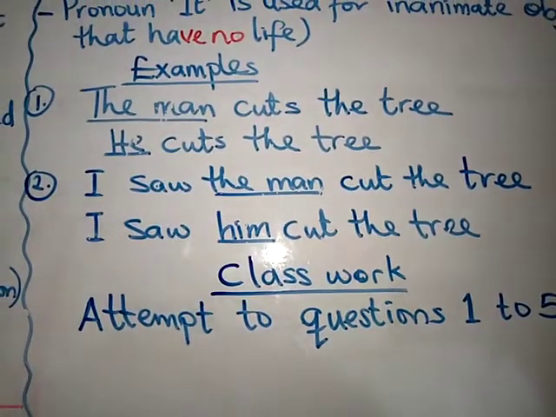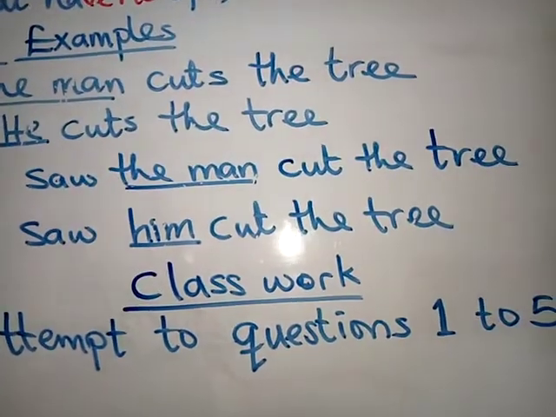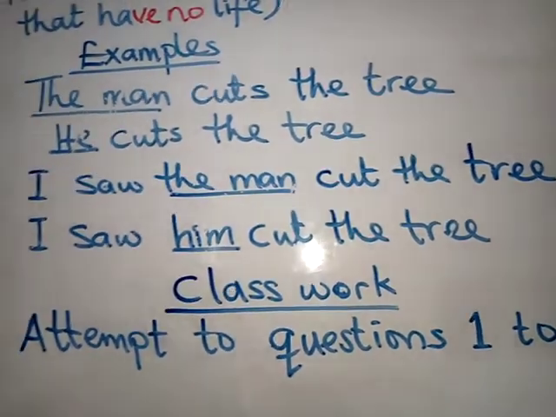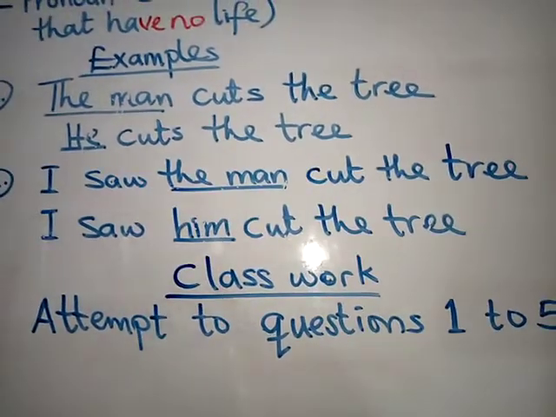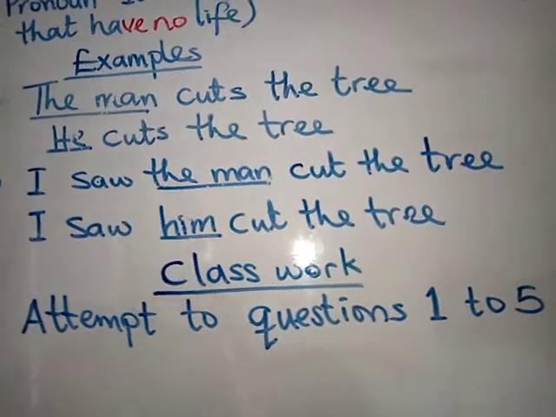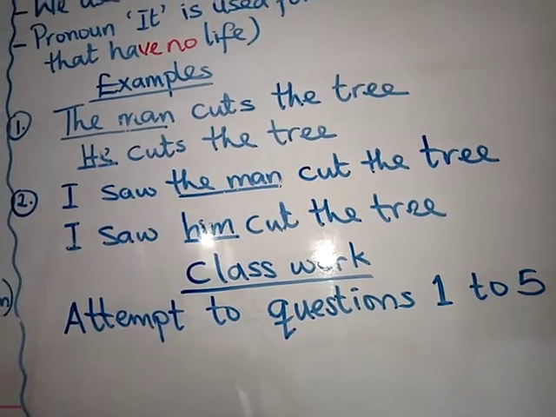So you can see, I am speaking to you. So I cannot say I saw he. I saw him. I am the first person. You that are listening to me, you are the second person. While the person that we are talking about is the third person.